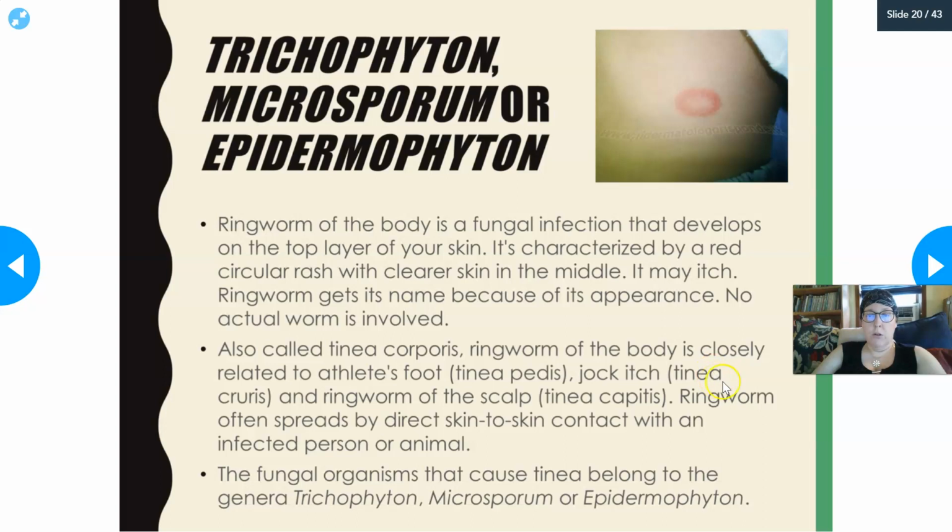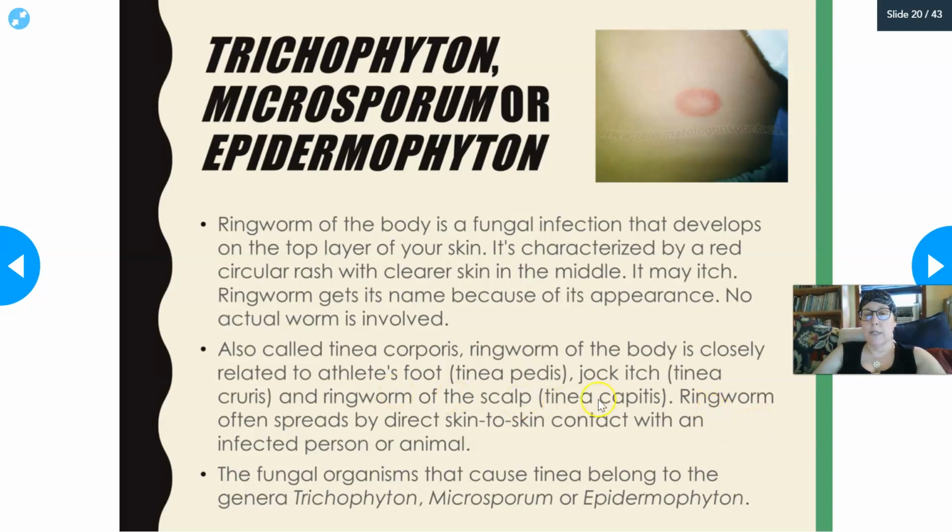So ringworm of the body is closely related to athlete's foot, which is tinea pedis, jock itch, which is tinea cruris for the groin area, and ringworm of the scalp, which is tinea capitis. Ringworm often spreads by direct skin-to-skin contact with an infected person or animal. If it's on their hand and then they touch somebody else, that person could get it. Kids can very easily spread it from kid to kid.